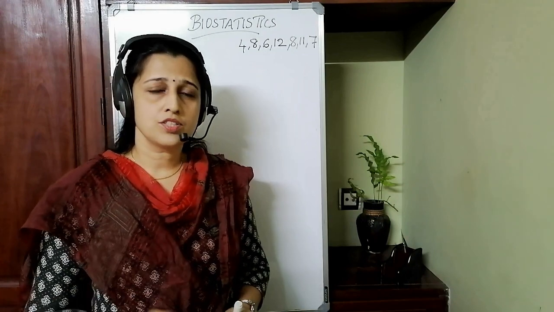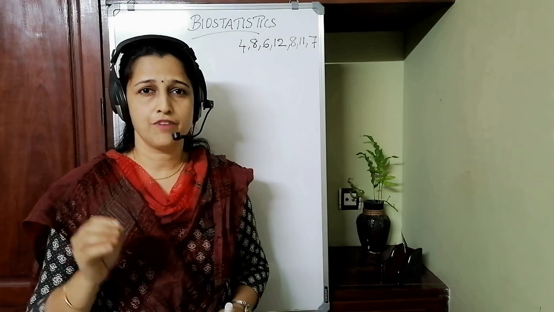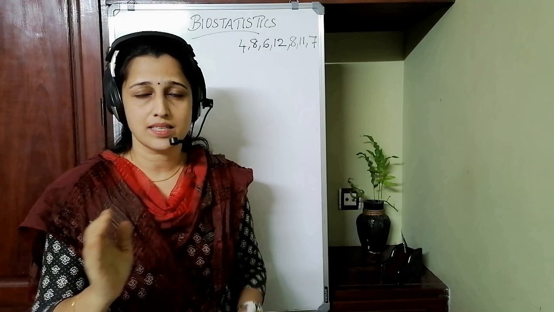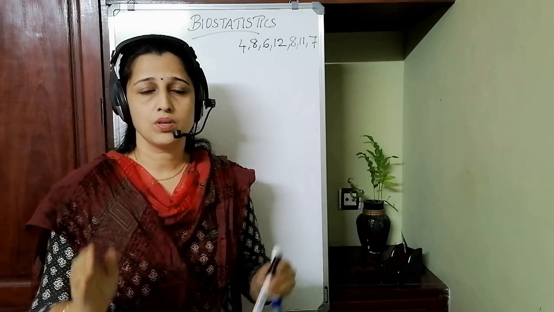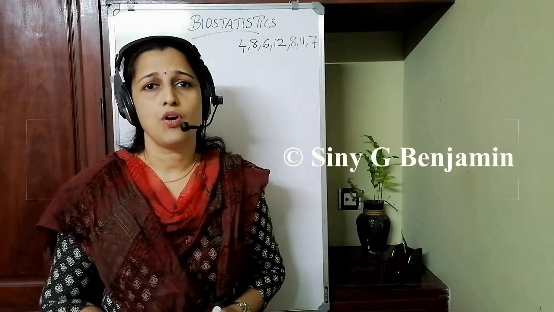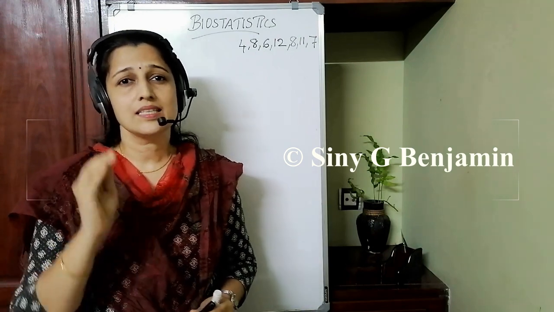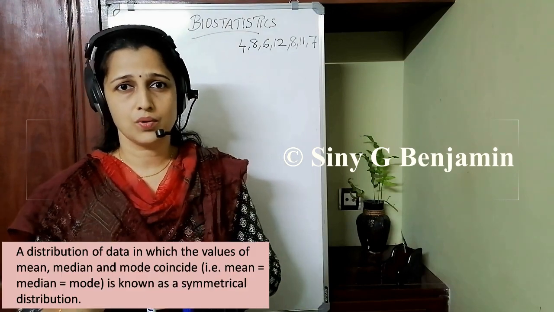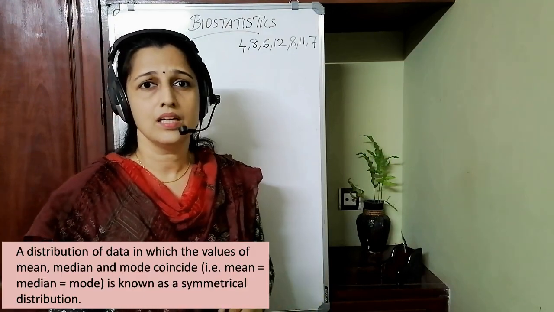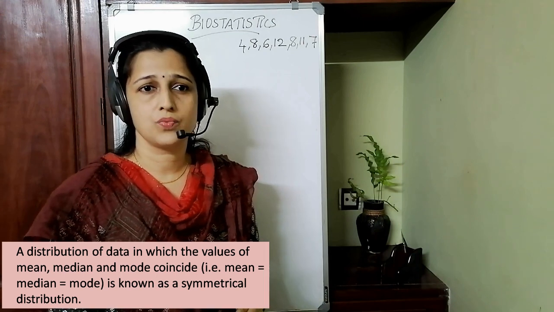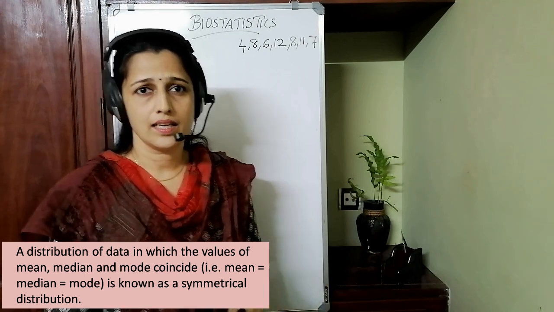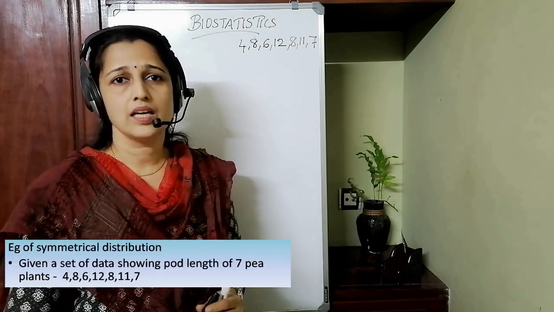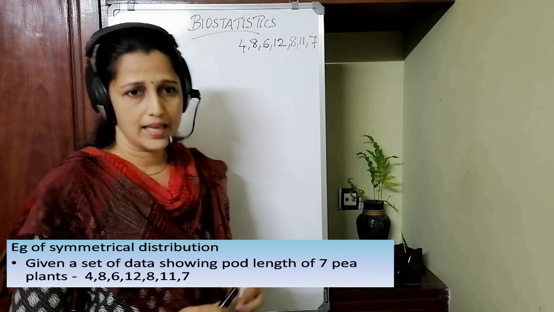Now, a distribution of data in which the values of mean, median and mode coincide, or if mean, median and mode are the same, that type of data distribution is called symmetrical distribution. Mode is equal to mean is equal to median. The three measures of central tendency will coincide. Let's see an example which is given here, and we'll find the mean, median and mode using this data.